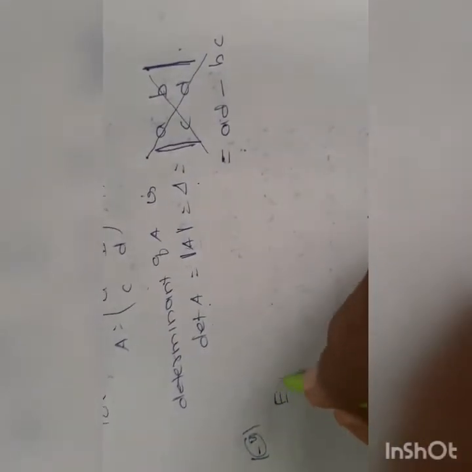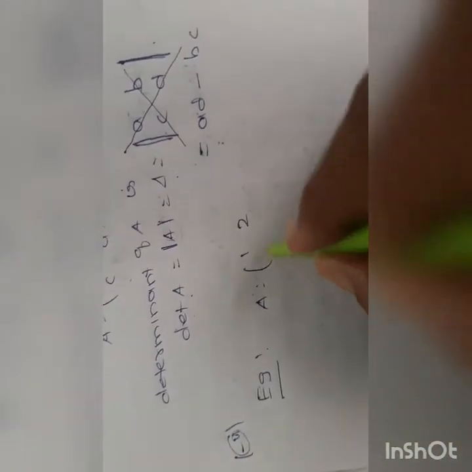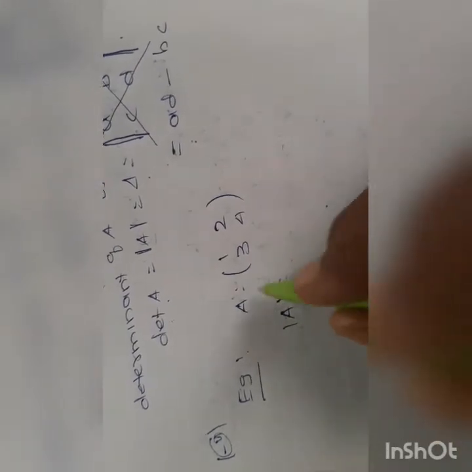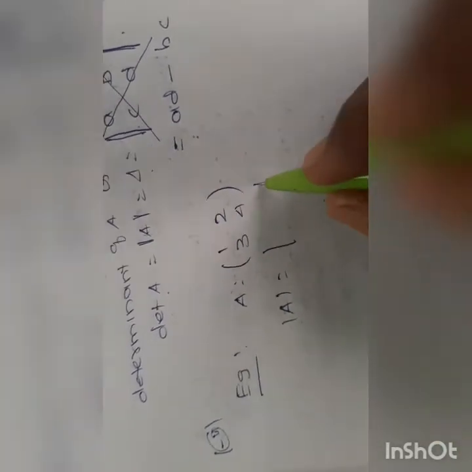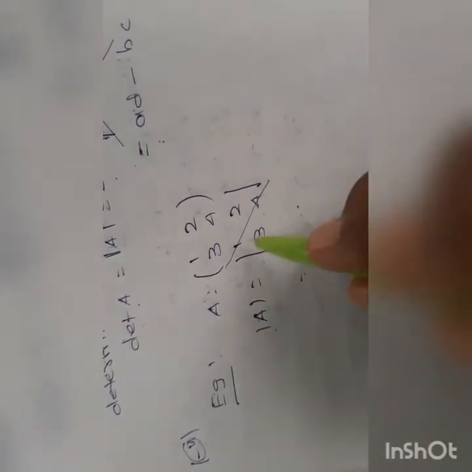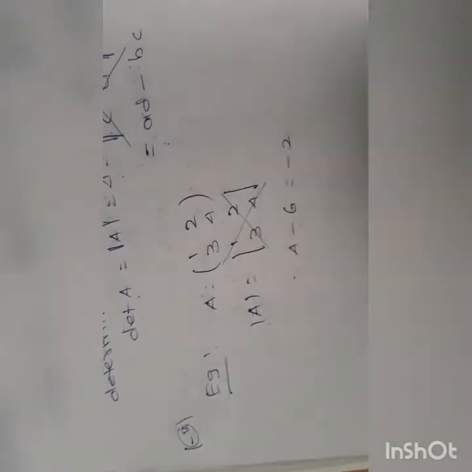For example, I am having the matrix 1 2 3 4. How to find the determinant of this matrix? Write the matrix in vertical lines: 1 2 3 4. First multiply these numbers, 1 into 4, that is 4. Put a minus sign and multiply the other numbers, that is 6. So the answer is -2.